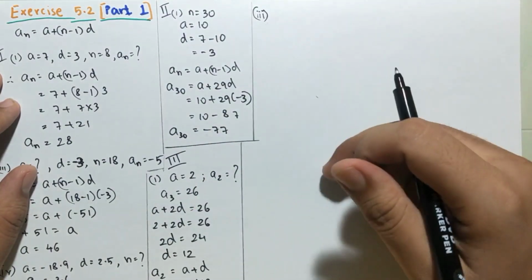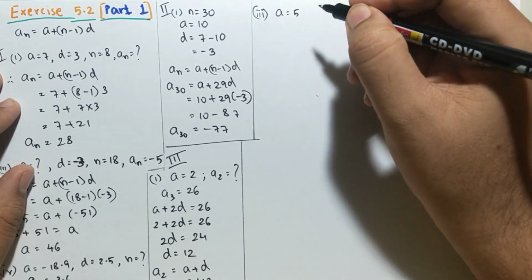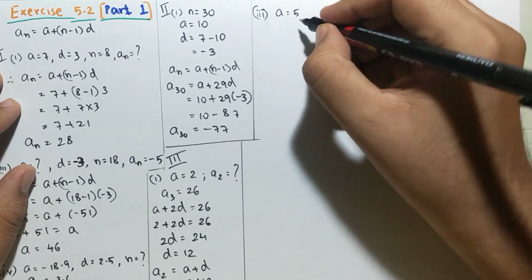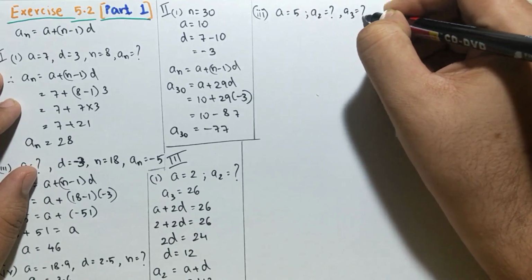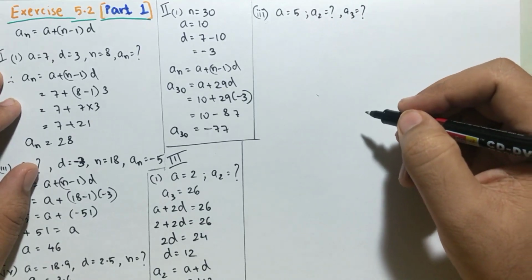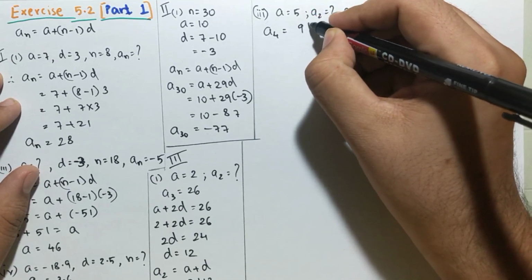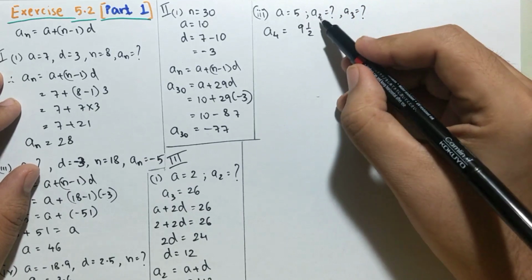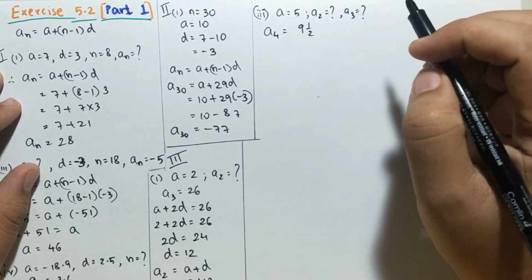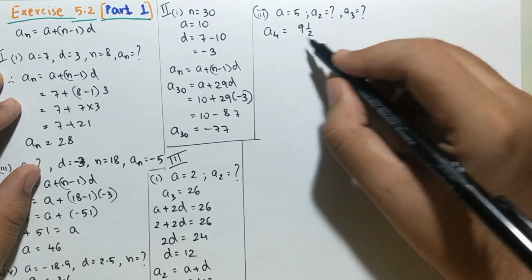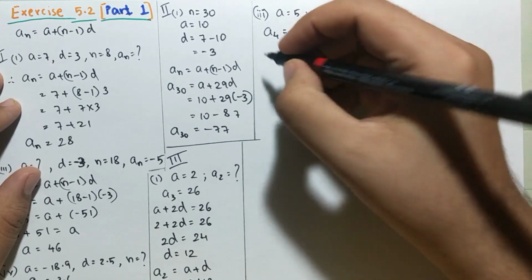Of the third main question, the first term is given, 5. The second term and the third term are not given and you have to find them. A2 and A3 are not given. The fourth term is given to us, that is A4 is 9 1 by 2. If you want to find the second and third term, you have the first term, you need the common difference. So how will you find the common difference using this fourth term? What is the expanded form of the fourth term?